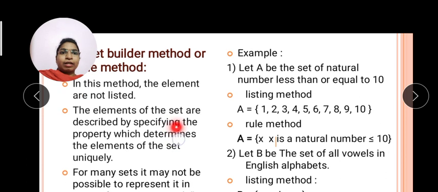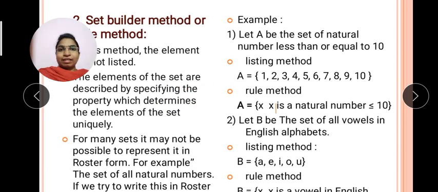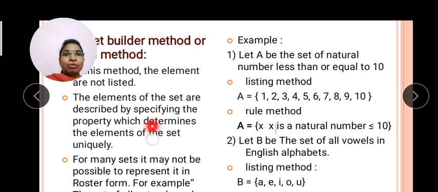Now listen, beta. In this method, the elements are not listed. No element is listed like in the listing method. In the listing method, elements are listed: 1, 2, 3, 4 like that. But in the rule method, the elements are not listed. It has a specific format. I will explain that comparatively. Now students, listen.